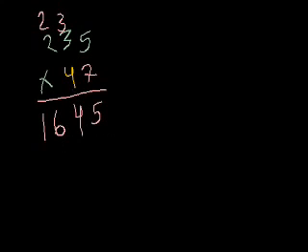Now we have to deal with this 4. Well, since that 4 is in the tens place, we add a 0 here. You could almost view it as we're multiplying 235 not by 4, but by 40. And that's why we put that 0 there. But once you put the 0 there, you can treat it just like a 4.